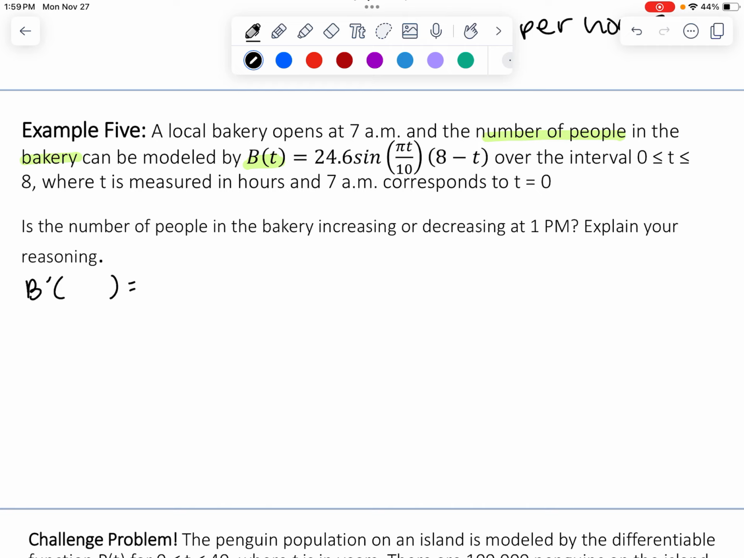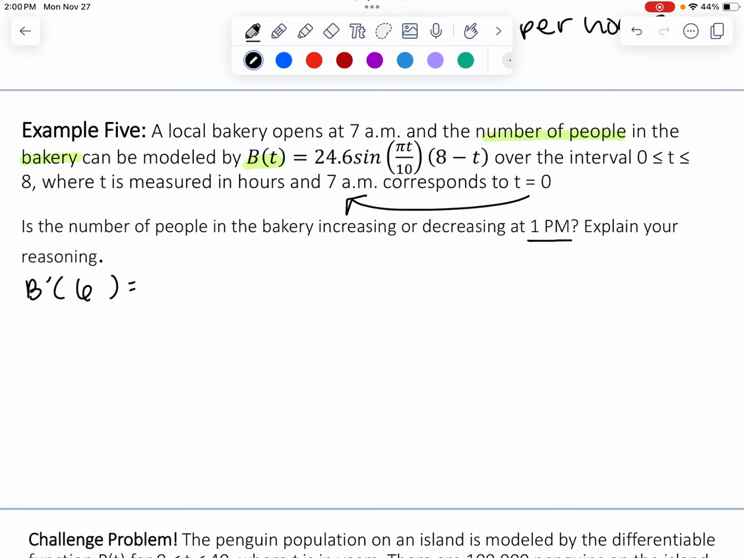So it says that we want to find the derivative at 1 p.m. But I'm not going to plug in 1 here because t equals 0 corresponds to 7 a.m. So we have to think about how many hours is 1 p.m. after 7 a.m. So 8 a.m. I'm counting on my fingers here, so you can do it with me. 8 a.m., 9 a.m., 10 a.m., 11 a.m., 12 p.m., 1 p.m. So I counted 6 fingers. So this is specifically asking for the derivative at 6.